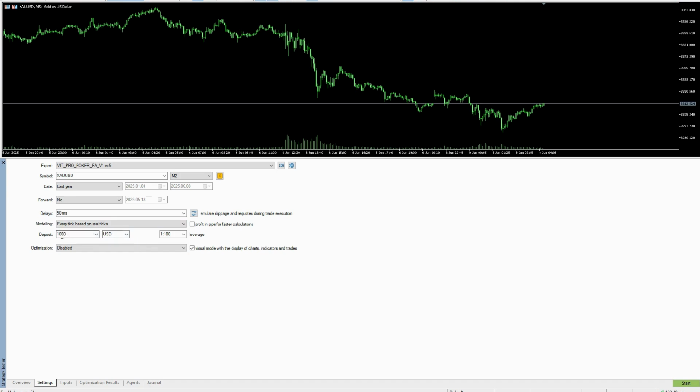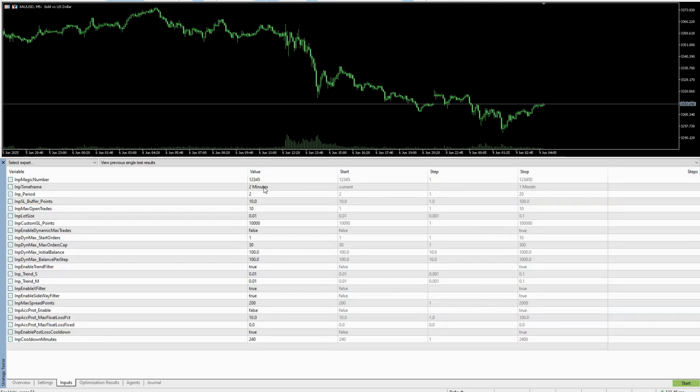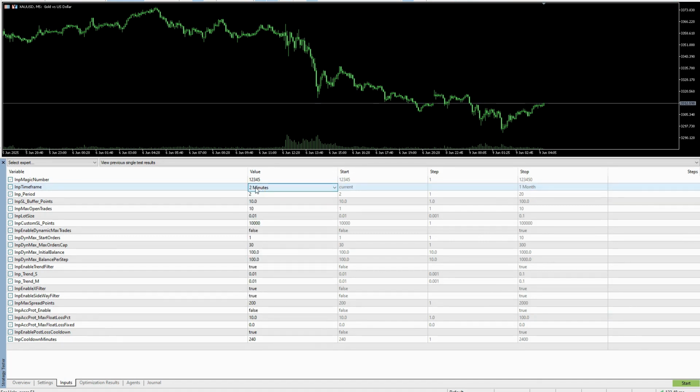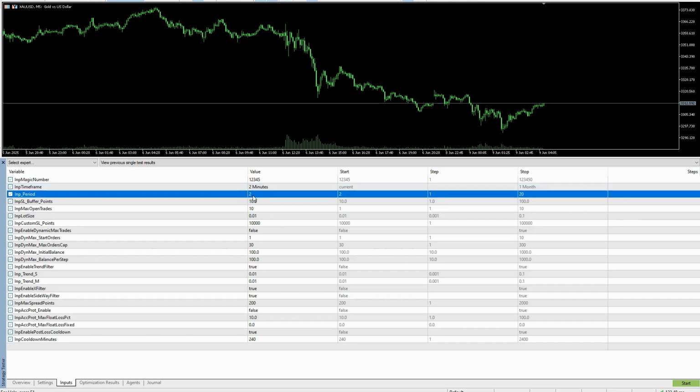In the settings, I'll use the M2 timeframe. It can work on all timeframes, but for gold, smaller timeframes like M2, M5, or M15 are more optimal. The highest sensitivity setting is 2. The higher this parameter, the less sensitive the EA becomes. For this test, I want the EA to be more flexible. The buffer will be left at default.